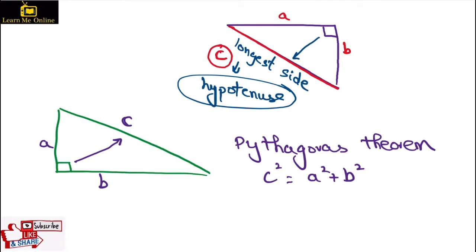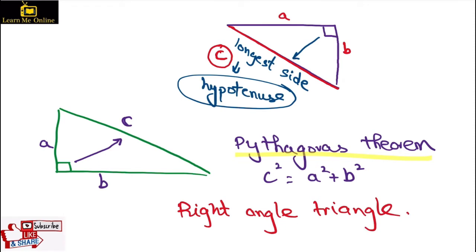We can use this Pythagoras theorem to find the length of any missing side of a right angle triangle. Remember that we can only apply the Pythagoras theorem if it's a right angle triangle. It only applies to right angle triangles. If it's not a right angle triangle, then we cannot apply the Pythagoras theorem to it.